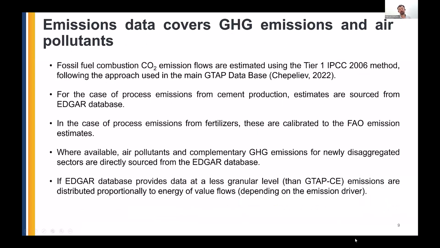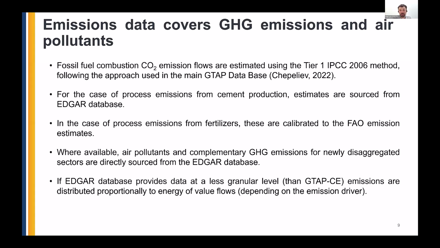Finally, for emissions data, we use data for both greenhouse gases and air pollutants. Fossil fuel combustion CO2 emission flows, in the case of energy use, are estimated using the approach that is standard for the main GTAP database, so using the IPCC Tier 1 method. For process emissions, we source data from the EDGAR database. For instance, this would be emissions for cement. And for fertilizers, we calibrate our emissions to the FAO data source.